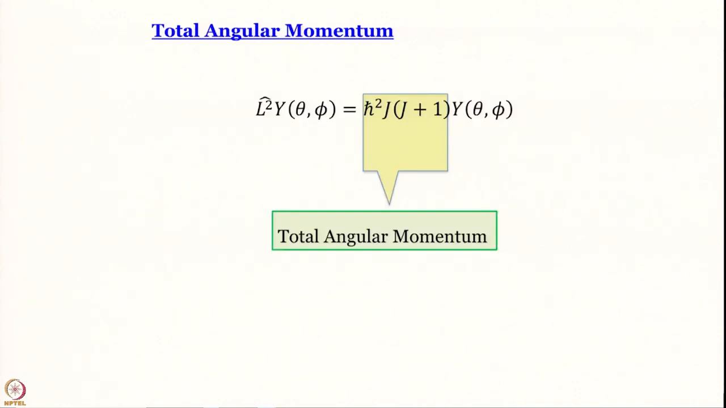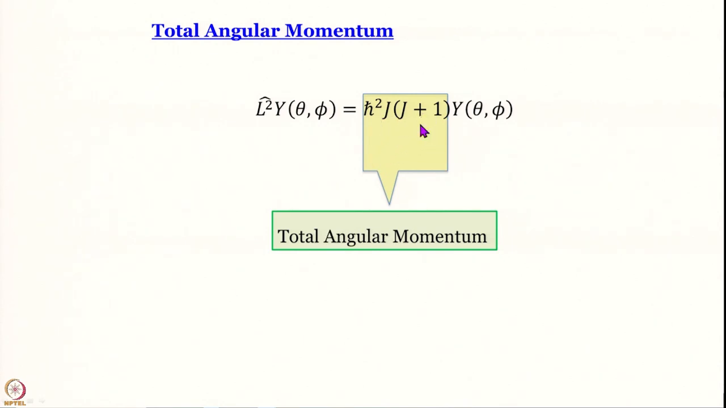For that, we go back to total angular momentum. We are going to discuss angular momentum and its components in a little more detail in the next module. For now, just believe me when I write that when the square of the angular momentum operator operates on the spherical harmonics, I get back the same spherical harmonics wave function multiplied by its corresponding eigenvalue, h cross square multiplied by J into J plus 1. So total angular momentum is h cross square multiplied by J into J plus 1.